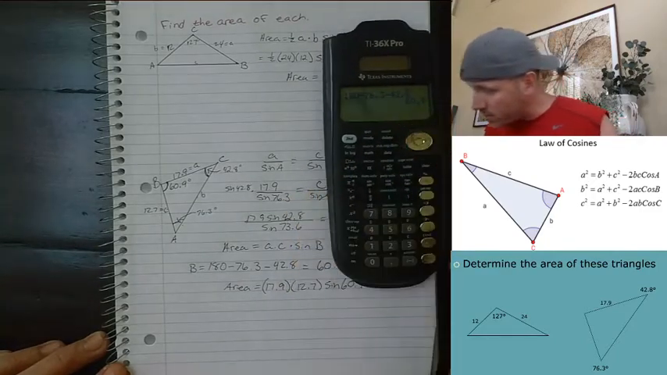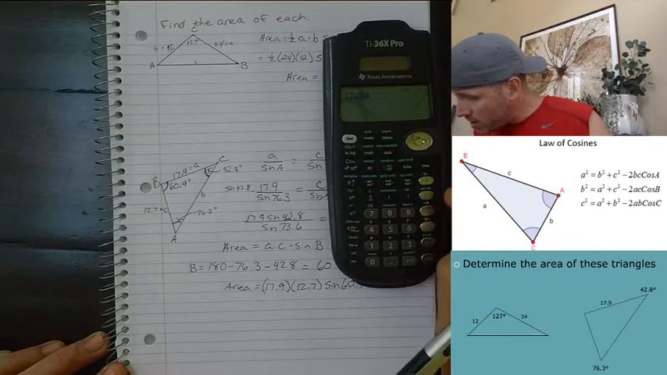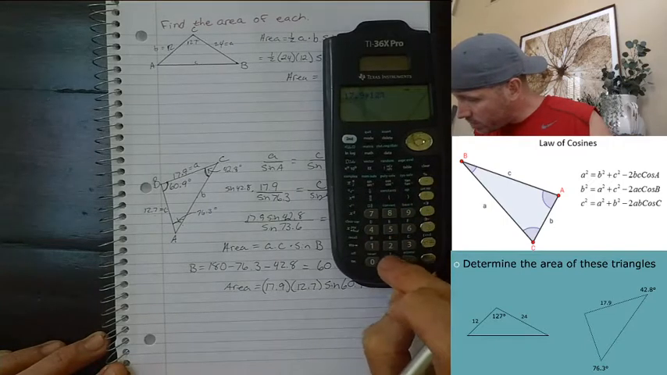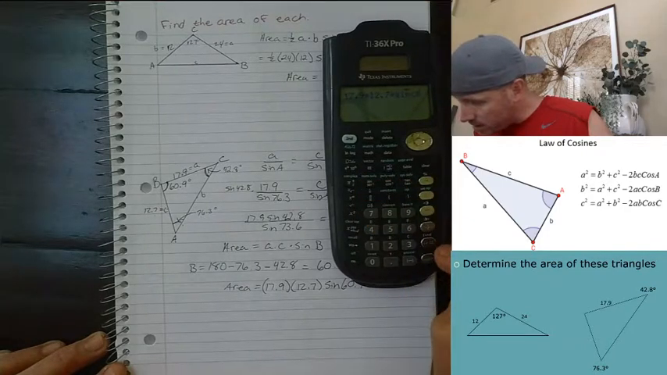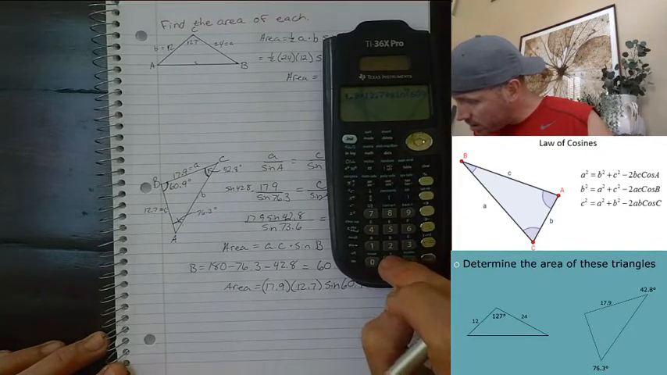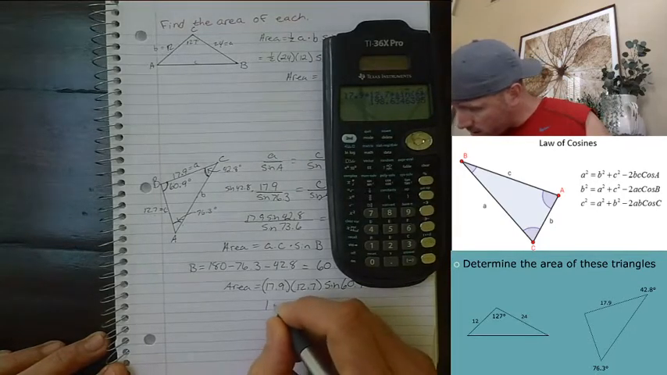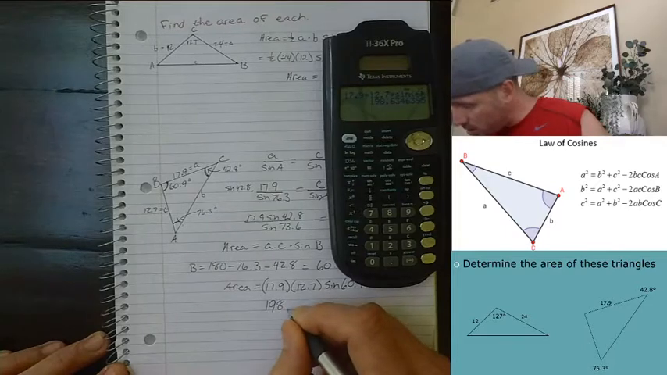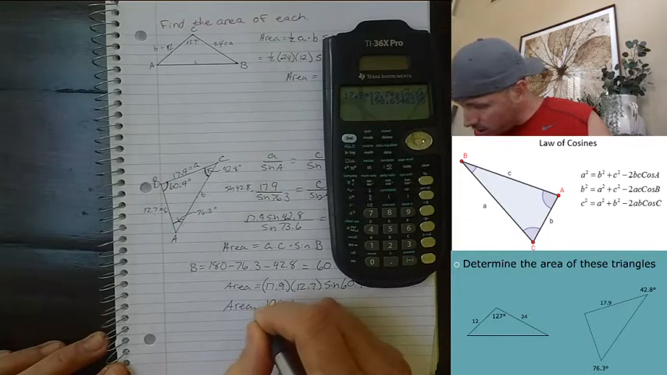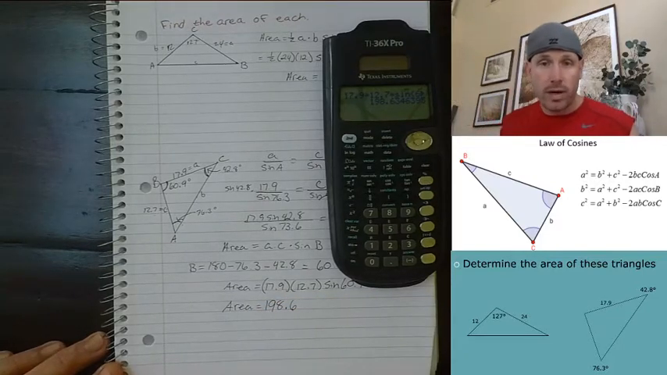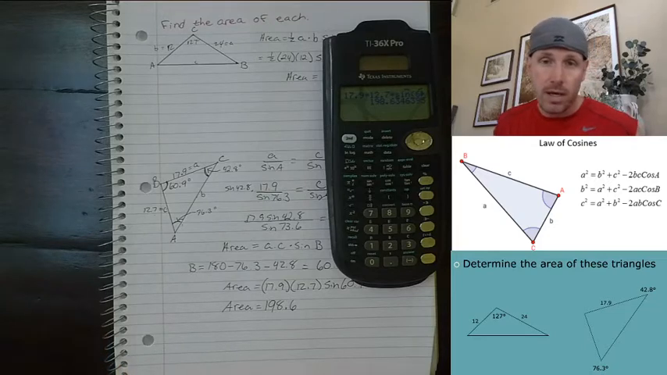That goes right back into our calculator. 17.9 times 12.7 times the sine of 60.9, divided by 2. And we get 198.6, and that would be whatever our units are squared. So there you have it, a couple of examples. Hopefully you find them useful.